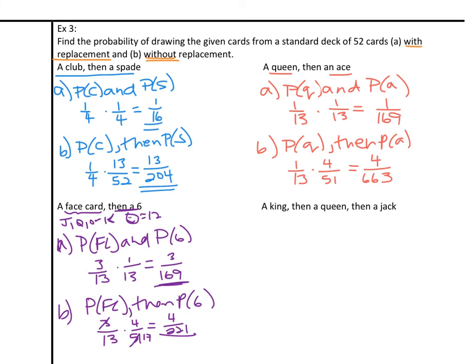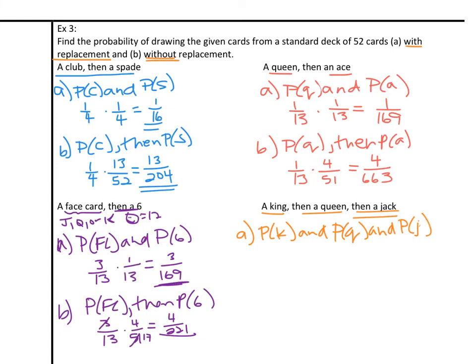Whoa, this is a good one. We want a king, then a queen, then a jack. We want 3 events happening. That's crazy. With replacement, meaning we put our cards back, that means each probability is unique. So if we want the probability of getting a king and putting it back and then picking a queen and putting that back and picking the probability of picking a jack. There we go. But there's only 4 kings, 4 queens, 4 jacks total.